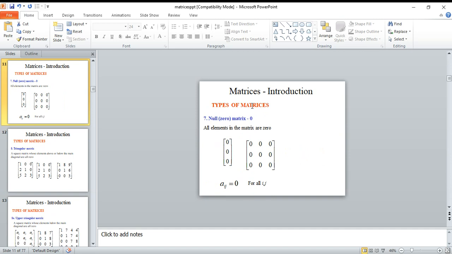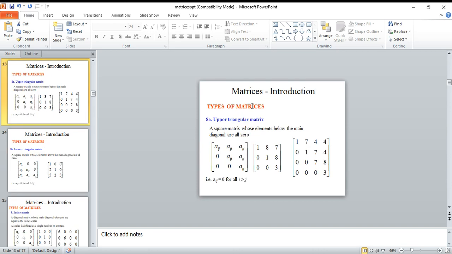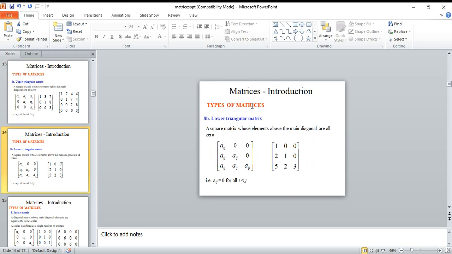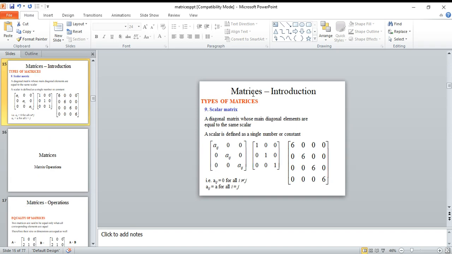Null matrix: all elements are zero. Triangular matrix: the elements above the diagonal or below the diagonal are zero and the other elements are non-zero. There are upper triangular and lower triangular matrices. In an upper triangular matrix, the elements above the diagonal are non-zero and the elements below the diagonal are zeros. Lower triangular matrix: the elements below the diagonal are non-zero and the elements above are zeros.